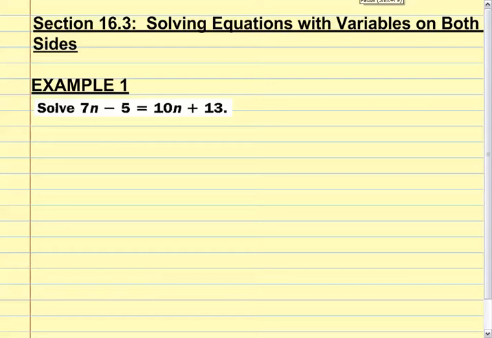16.3, solving equations with variables on both sides, okay? Now, it's really simple. It's very simple to do this, but you guys haven't seen it before, okay? So let me ask you this. Kate, what does it mean to solve? Get the variable by itself.